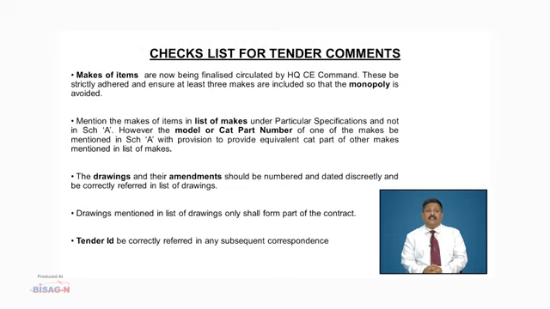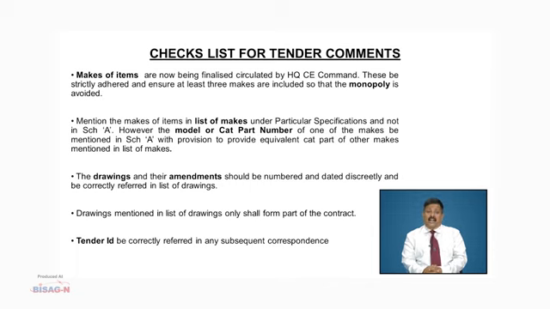Also checked are the makes of items which are now being finalized and have been circulated via Headquarters Chief Engineer Command. These are strictly adhered to and it is ensured that at least 3 makes are included so that no monopoly is given. It is also necessary to mention the make of items in the list of makes under particular specifications and not in Schedule A. However, the model or CAT part number of one of the makes be mentioned in Schedule A with provision to provide equivalent CAT part of other makes mentioned in the list of makes.